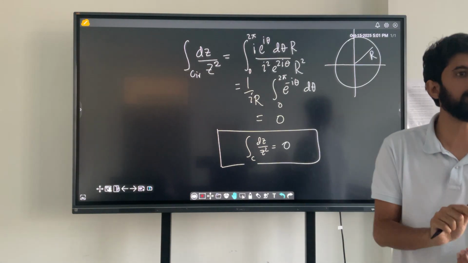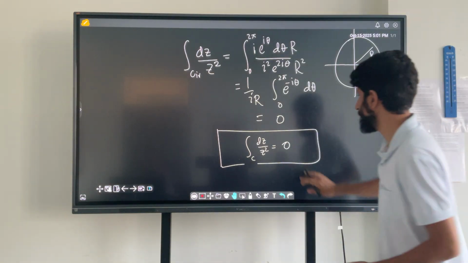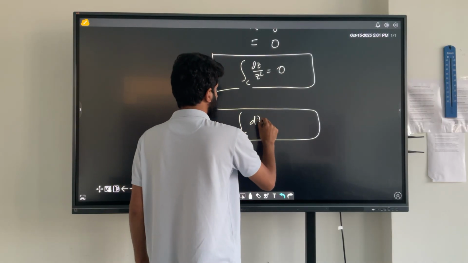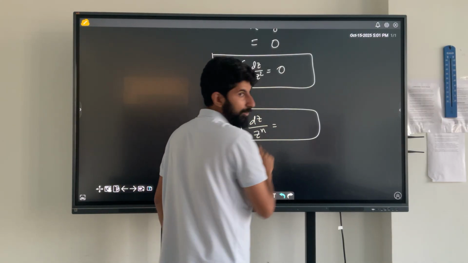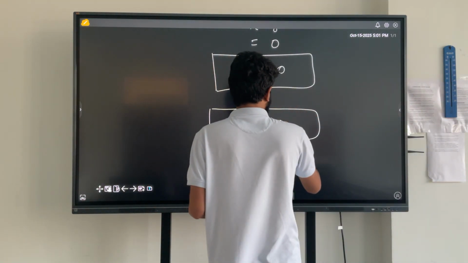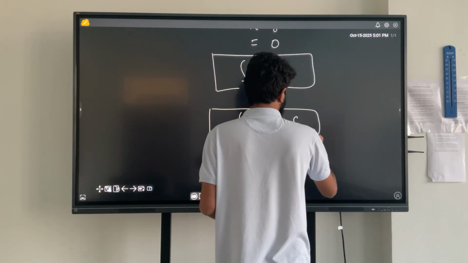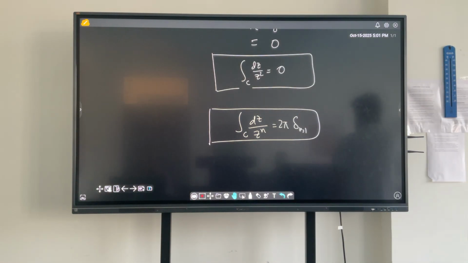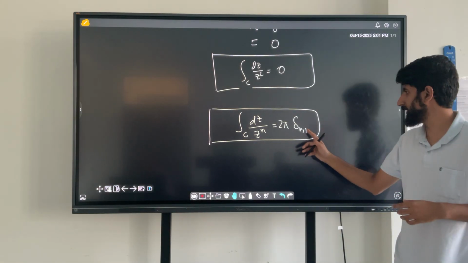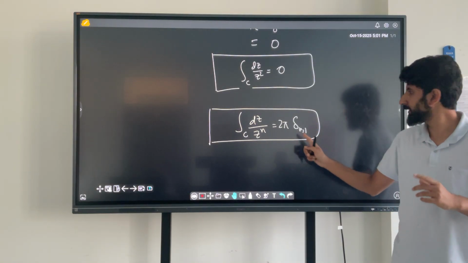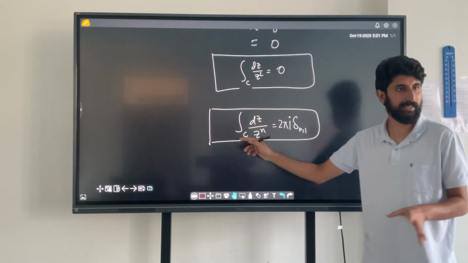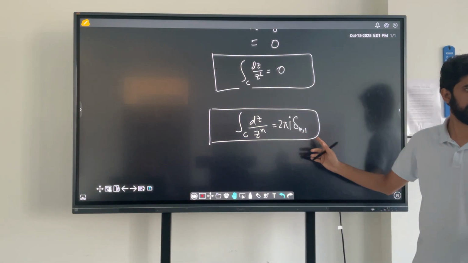Even though the function is non-analytic at the origin. So can I write the integral over some closed loop of dz by z to the power n is 0, except when n is 1? So this is 2πi δ_{n,1}, where δ_{n,1} is the Kronecker delta. When n is 1, the Kronecker delta is 1, so I get 2πi. But when n is anything else, 3, 4, whatever, it is 0.